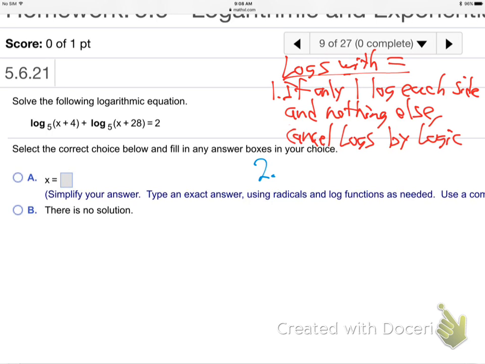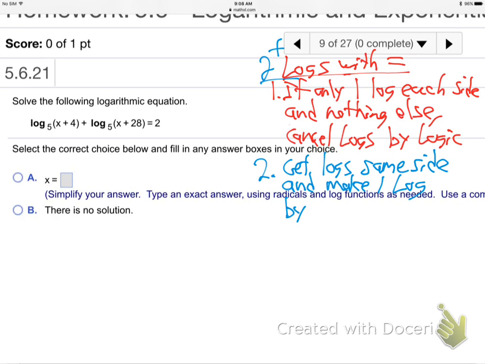Number 2, if you have 2 or more logs, get the logs on the same side and make one log by the properties. Adding leads to multiplying, subtraction leads to divide.